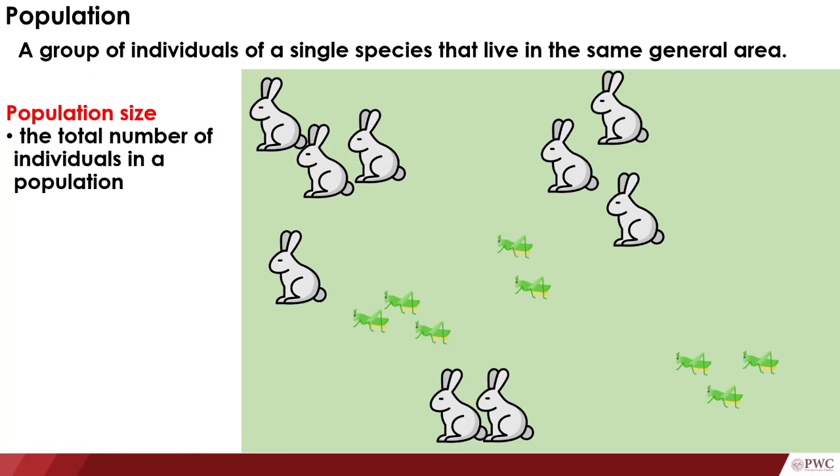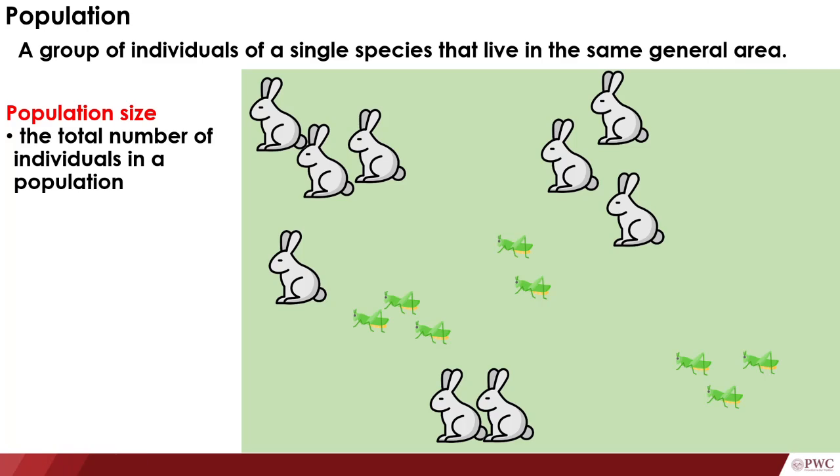Then let's discuss population size. Population size is the total number of individuals in a population. So here again, we have two populations, the population of rabbits and the population of grasshoppers. What is the population size of the rabbits? Here we have 1, 2, 3, 4, 5, 6, 7, 8, 9. We have 9. So that's the population size of rabbits here.